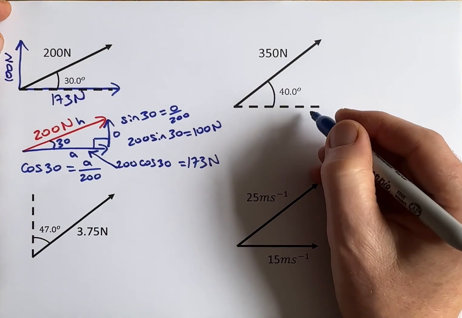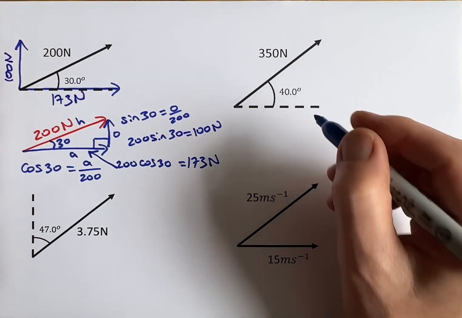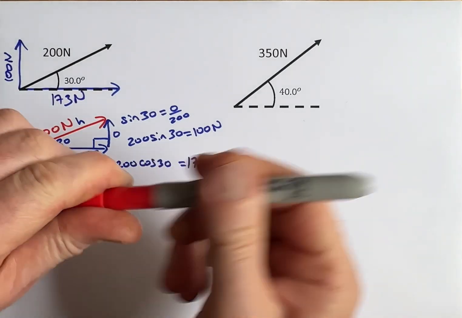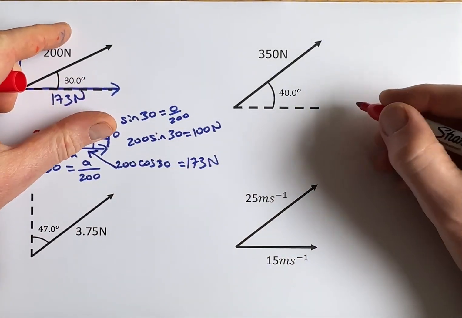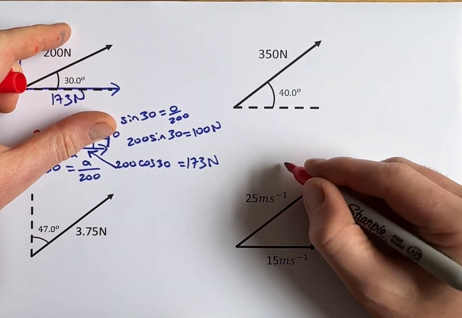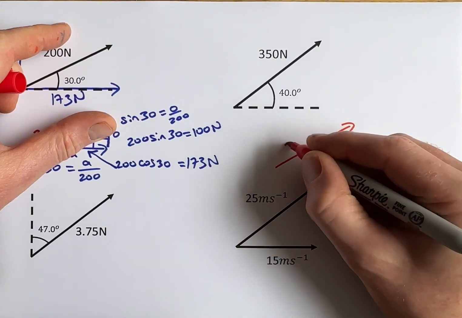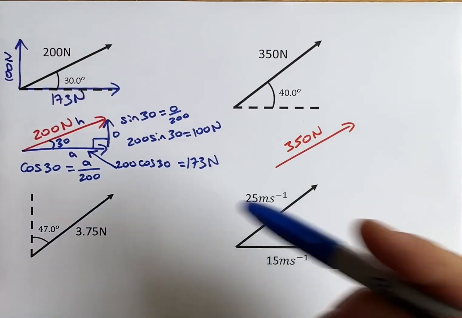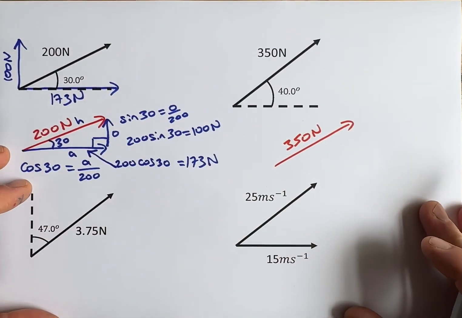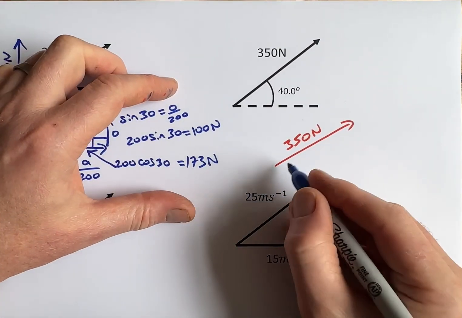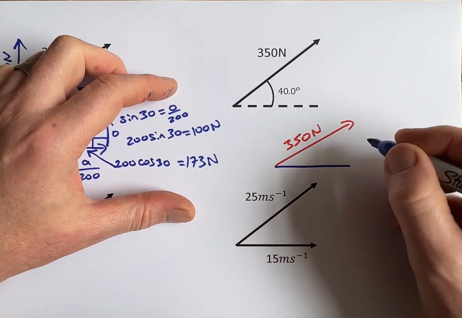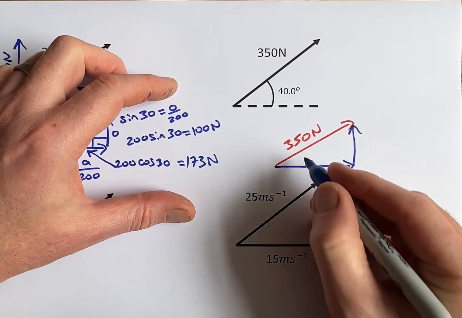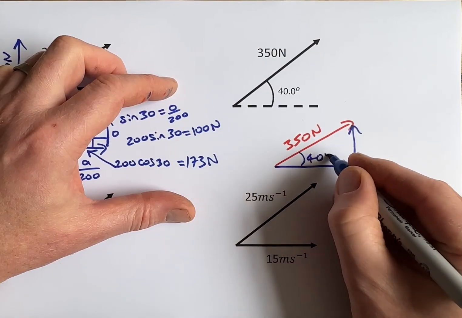Right, we can do the same thing with this one. So this time we can split this into horizontal and vertical components. So we could say, again, there's our 350 Newton force. Okay, and we're going to split this into horizontal and vertical components. So head to tail, 40 degrees there.